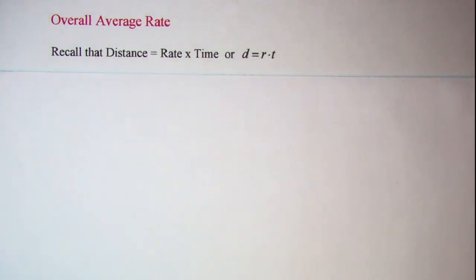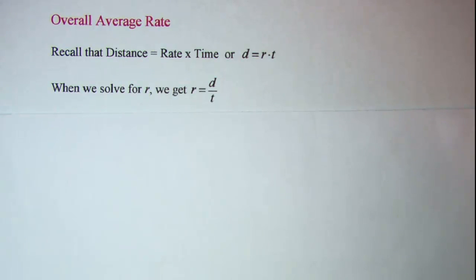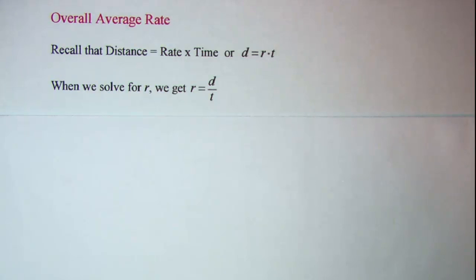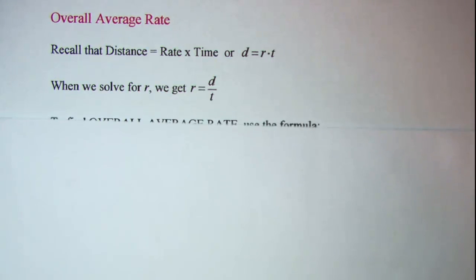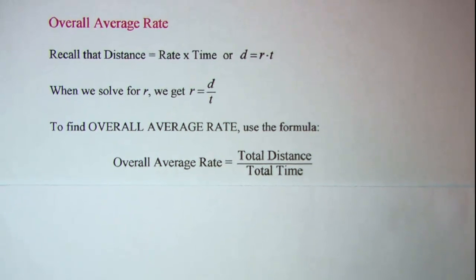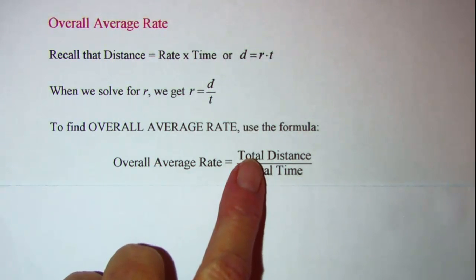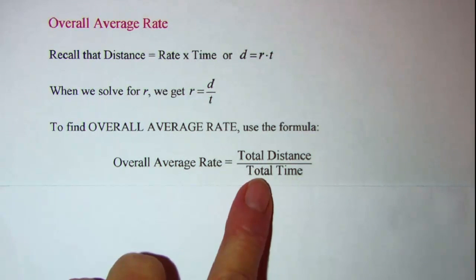In this video, we'll be looking at an overall average rate problem. Recall that distance is equal to rate times time, or d equals r times t. If we solve for r by dividing both sides by t, we get r is equal to d divided by t. To find overall average rate, we use the formula. Overall average rate is equal to total distance divided by total time.